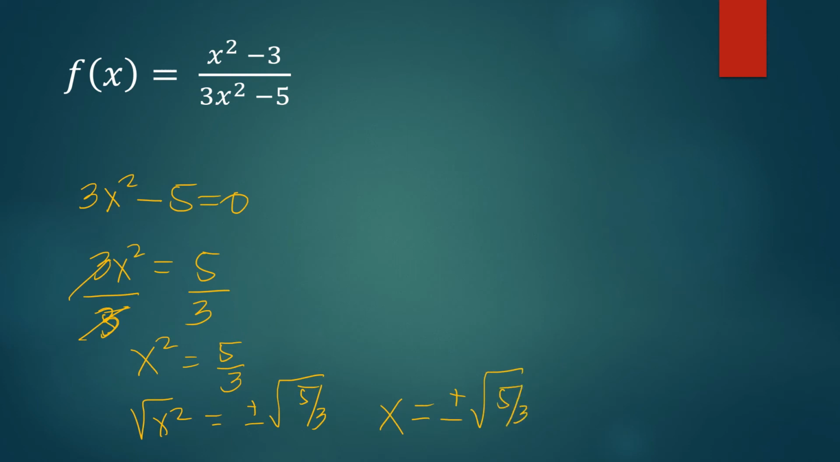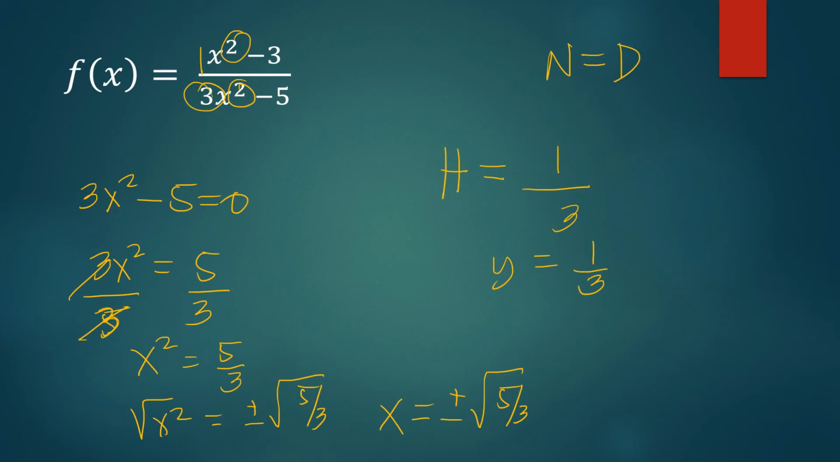And getting the horizontal asymptote, we go back again to the degree. The degree of the numerator is 2, the degree of the denominator is 2. So the degree of the numerator is equal to the degree of the denominator. We need to get the leading coefficient of the numerator, and that is 1. Over the leading coefficient of the denominator, which is simply 3. So the horizontal asymptote equals 1/3.